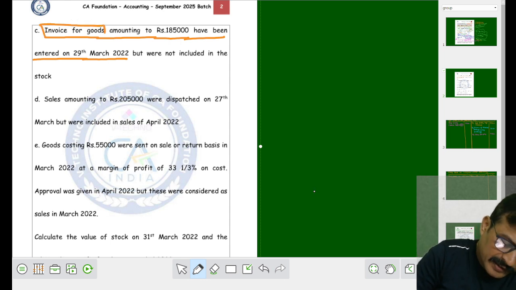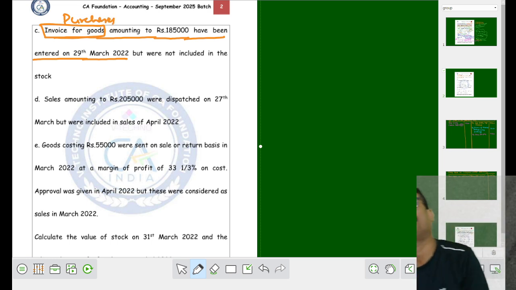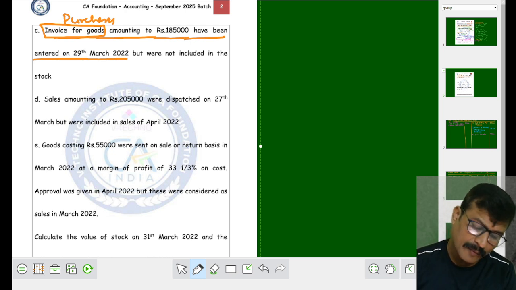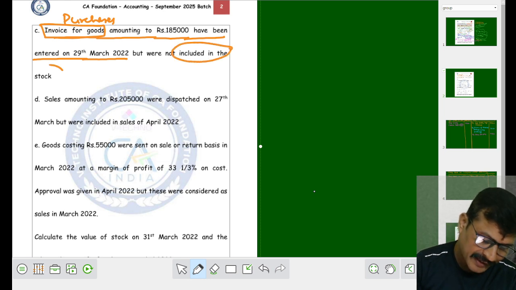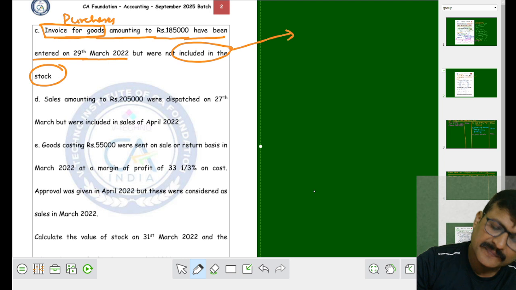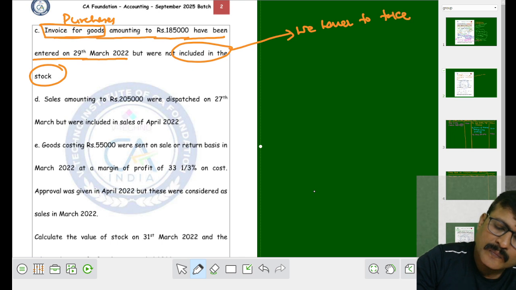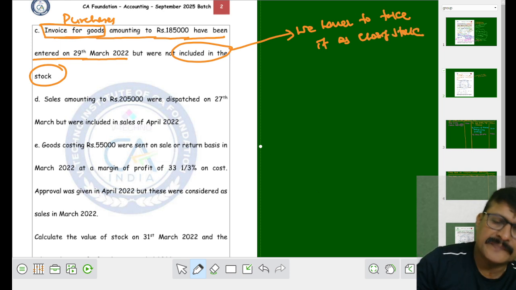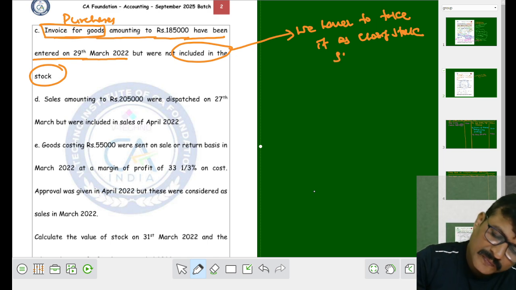My dear student, invoice for goods means it is nothing but purchases. Amounting to rupees 1,85,000, have been entered on 29th March 2022 but not included in the stock. Not included in the stock means where we have to take? We have to take it as closing stock. What it will do? It will increase the stock.